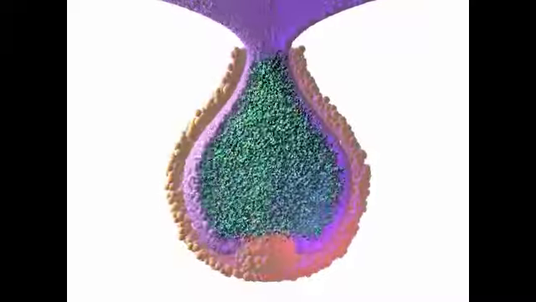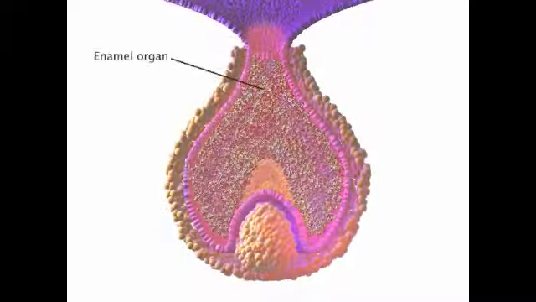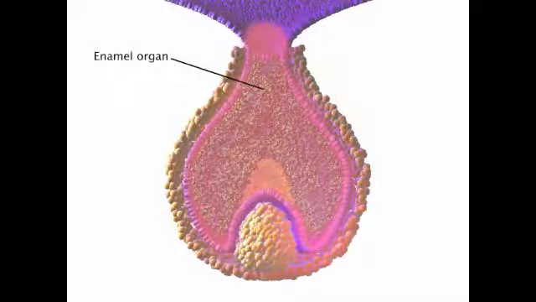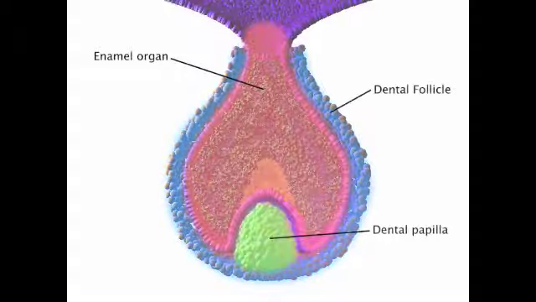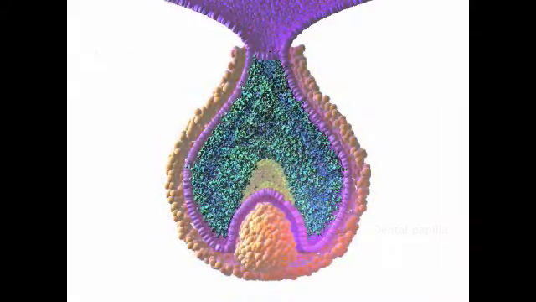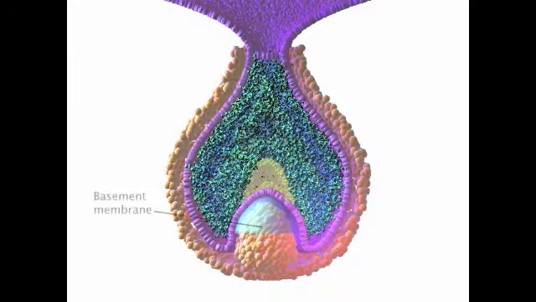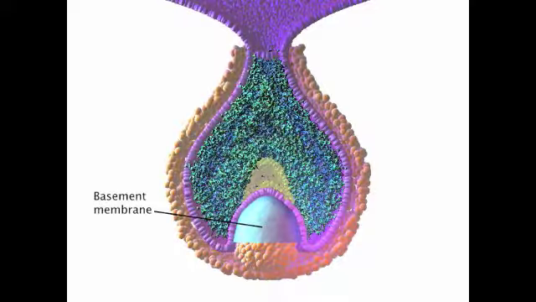The enamel organ is the part of the developing tooth made up of epithelial cells originating from the dental lamina. The dental papilla makes up the ectomesenchymal cells filling the concavity of the cap. Lastly, the dental follicle makes up the ectomesenchymal cells enclosing the rest of the enamel organ. Note that the enamel organ and dental papilla are separated by the basement membrane of the epithelial cells.